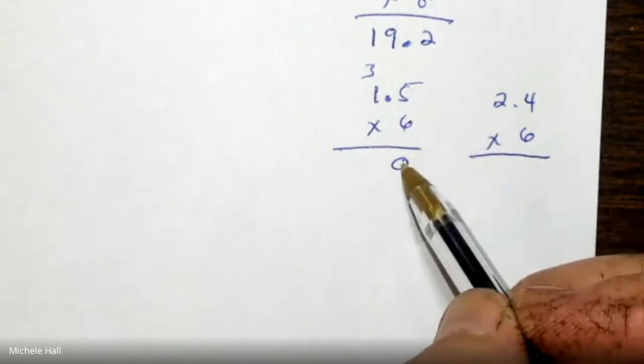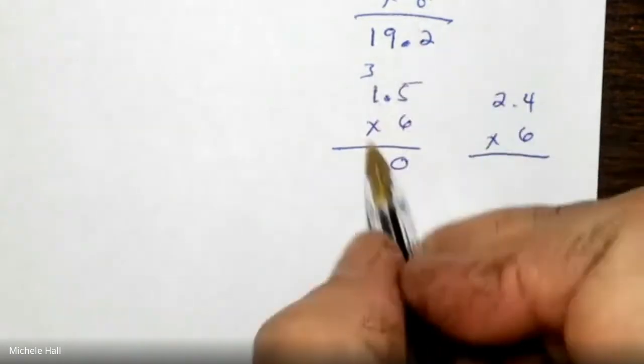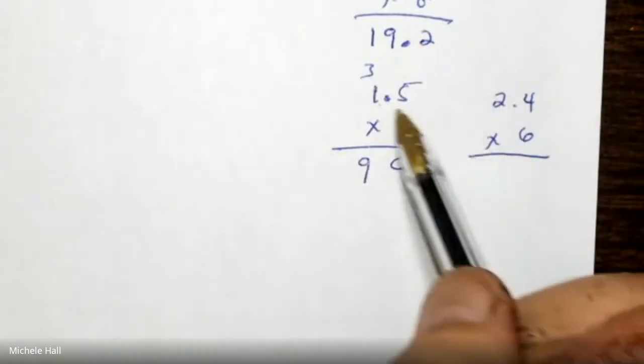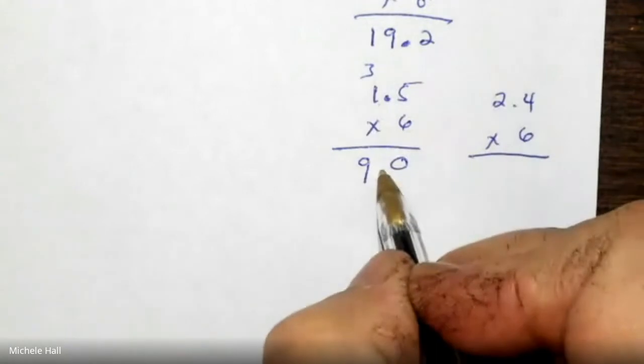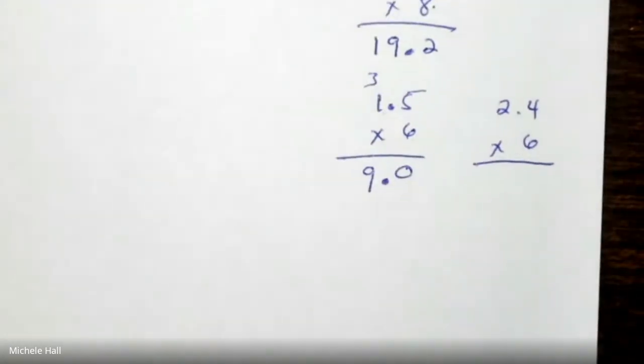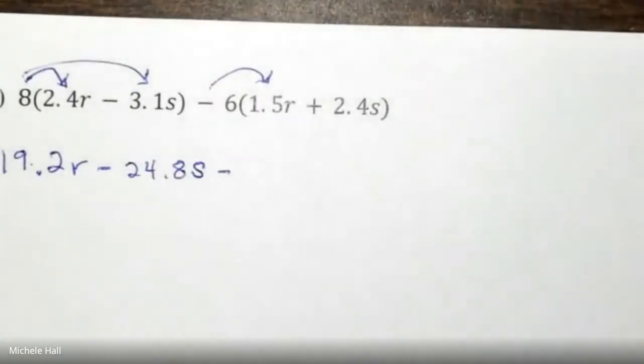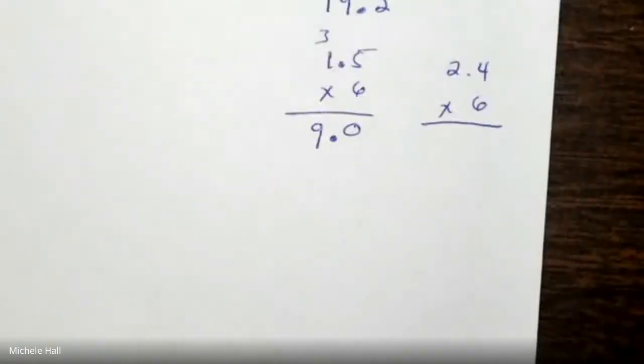Six times 5 is 30. Carry the 3. 6 times 1 is 6. Plus the 3 I carried is 9. And I see only 1 decimal place total in the problem. So if I get 9.0, what do you think I'm going to write down? 9, right? 9.0 is just 9. Minus 9R.